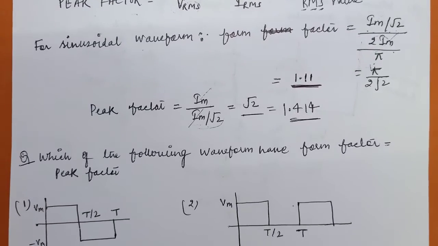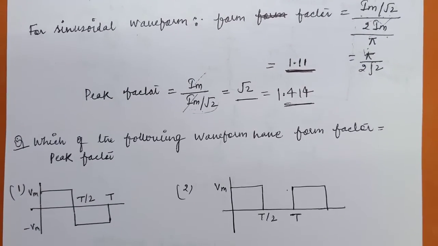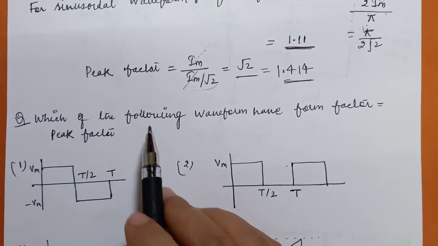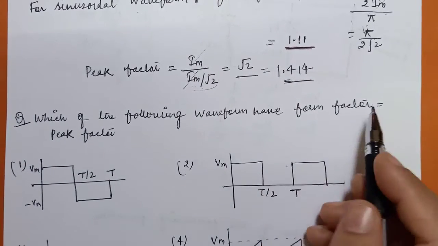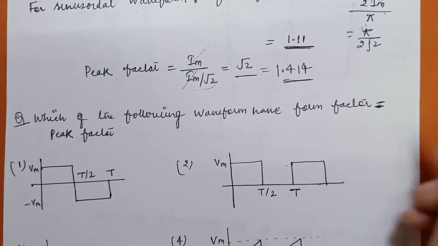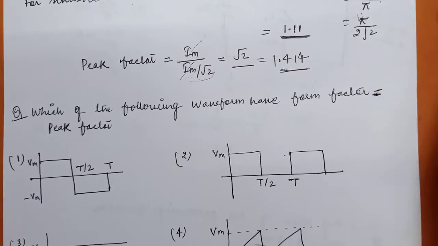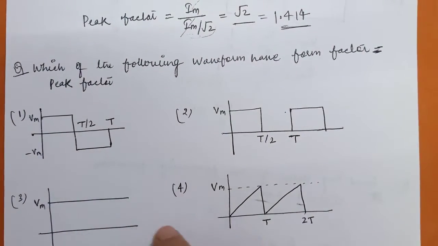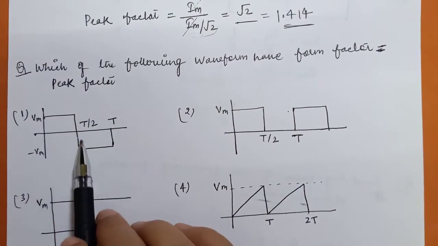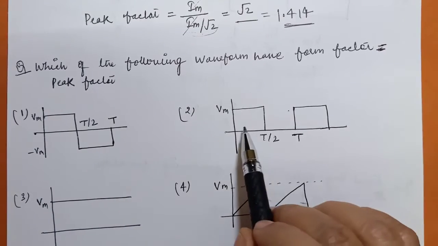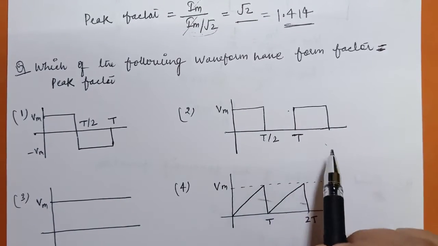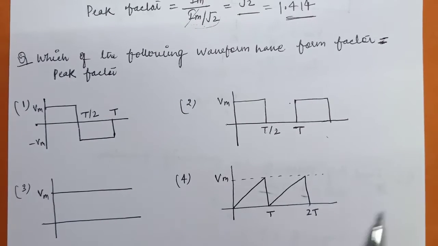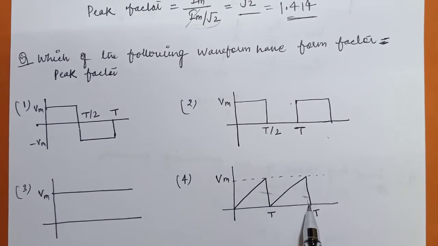Now let's utilize this concept in this question. The question is: which of the following waveforms have form factor equal to peak factor? Four waveforms are given. First waveform is a symmetrical square wave. Second waveform is an unsymmetrical square wave. Third waveform is a constant DC wave. And fourth waveform is a sawtooth waveform.